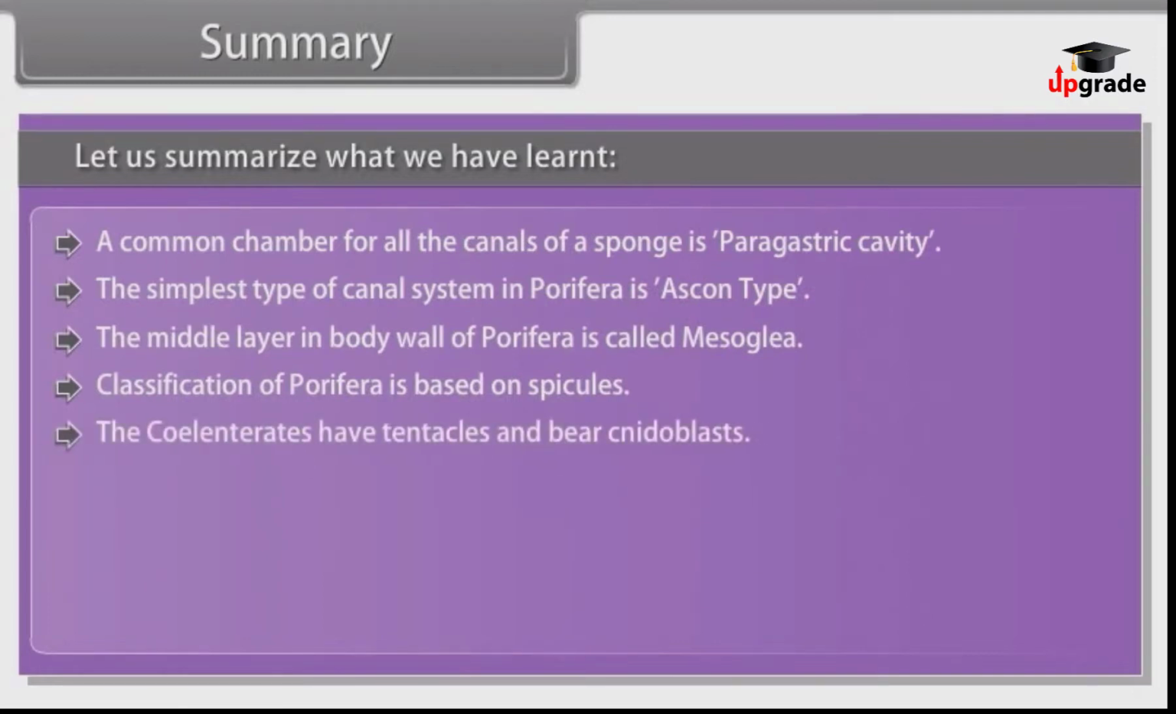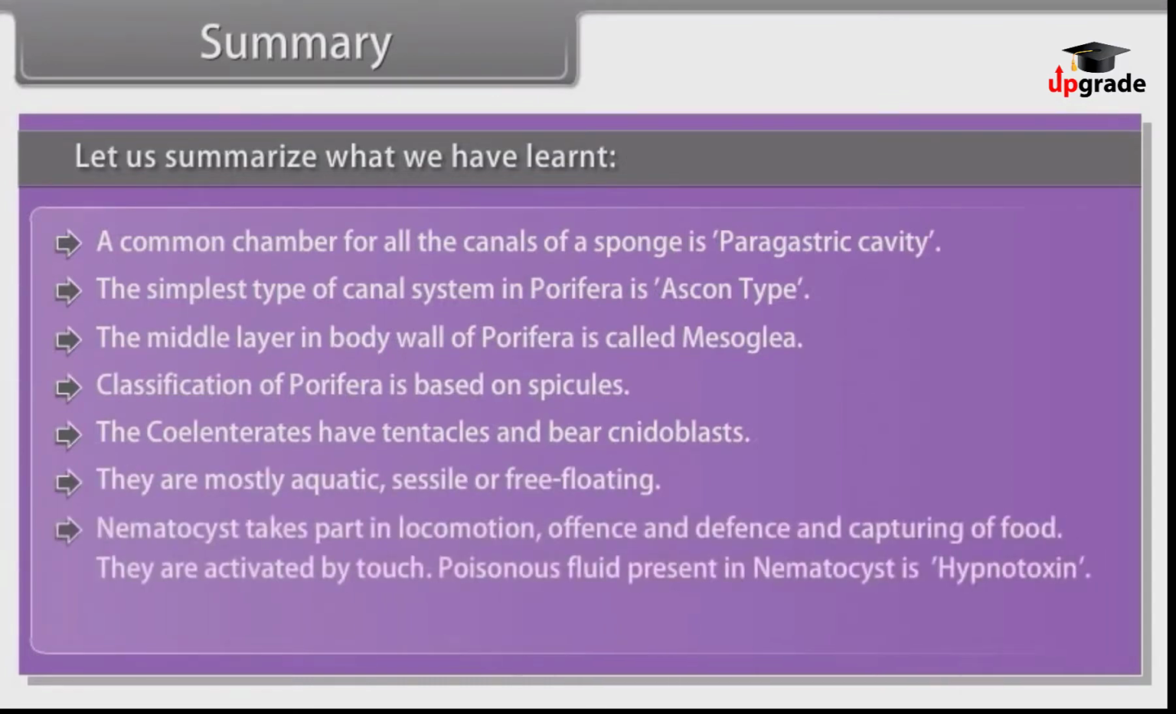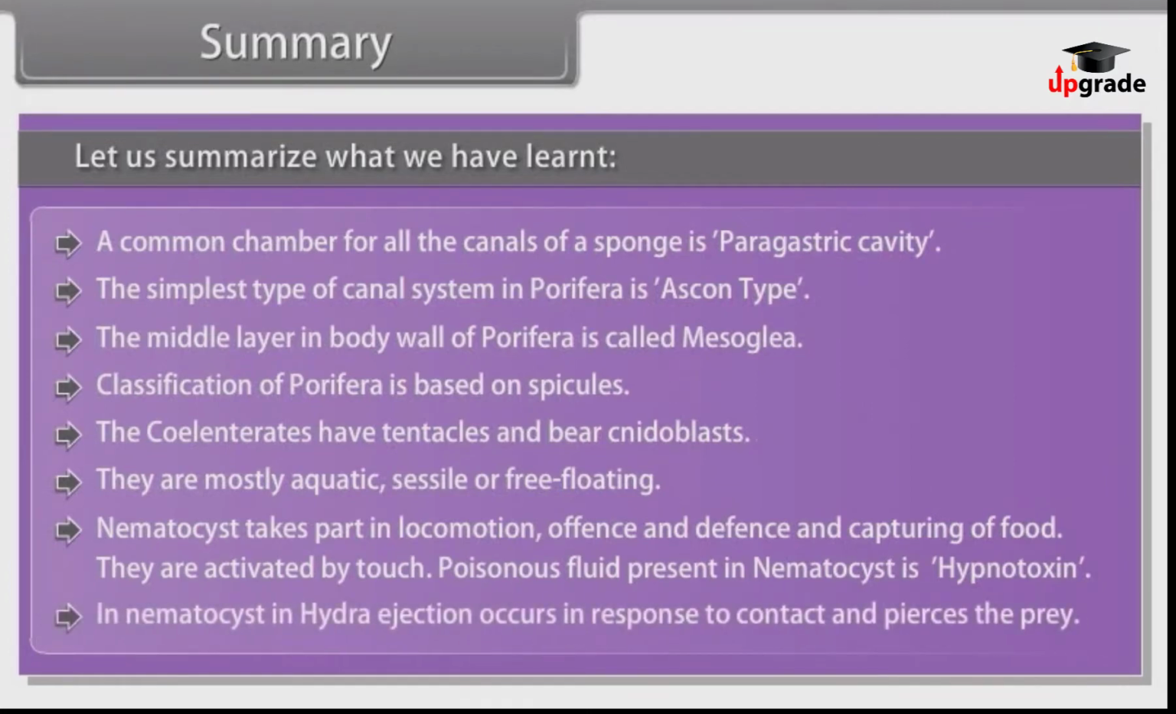The coelenterates have tentacles and bear cnidoblasts. They are mostly aquatic, sessile and free-floating. Nematocyst takes part in locomotion, offense and defense and capturing of food. They are activated by touch. Poisonous fluid present in nematocyst is hypnotoxin. In nematocyst, in Hydra, ejection occurs in response to contact and pierces the prey.